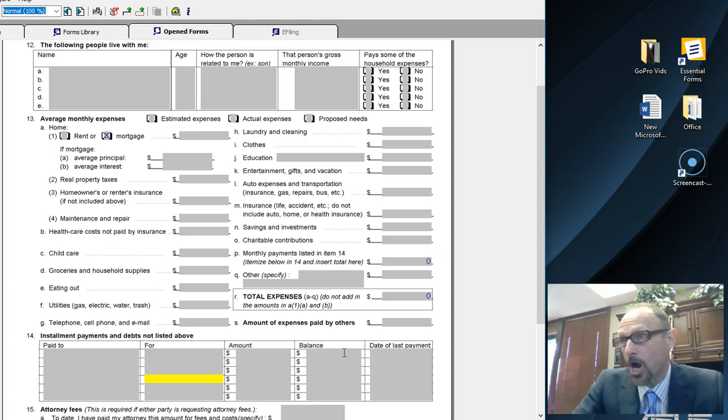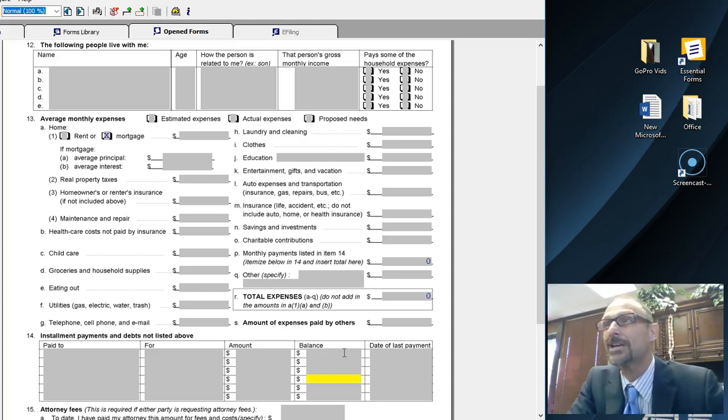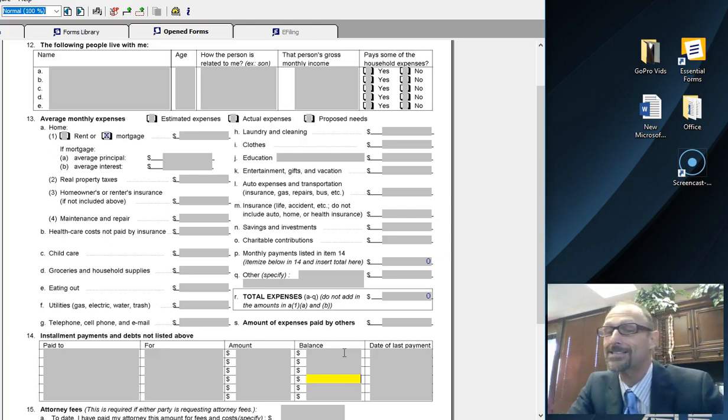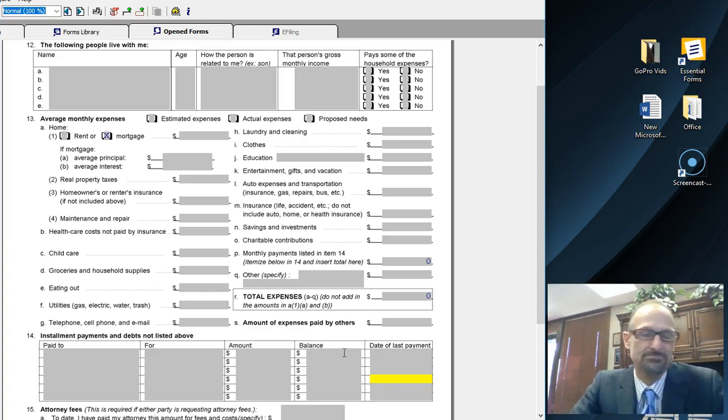Under 4, you're going to put auto insurance amount. If it's $226 a month, put whatever your amount of your monthly payment is. The balance. If you've got 2 more payments and then your insurance is paid off for the year, just add up whatever 2 payments remaining is and put that under balance. And of course, again, on the last payment, put current or whenever the last payment was.